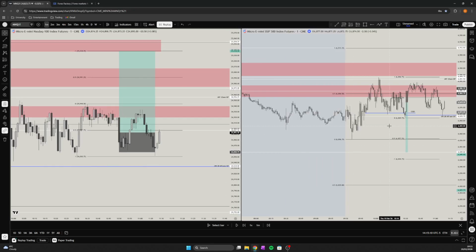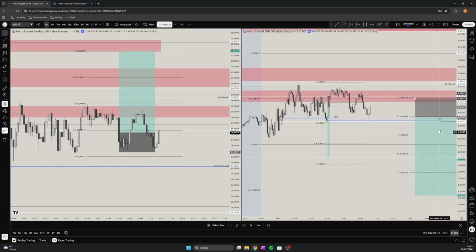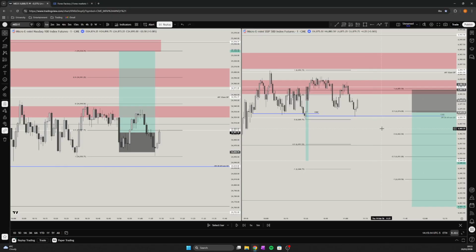So that's what happens. But yeah, this trade, ignore this. I didn't take this. This is just me marking it up. Yeah, I didn't take any more trades after this. So yeah, both of these trades went wrong, and that's okay.